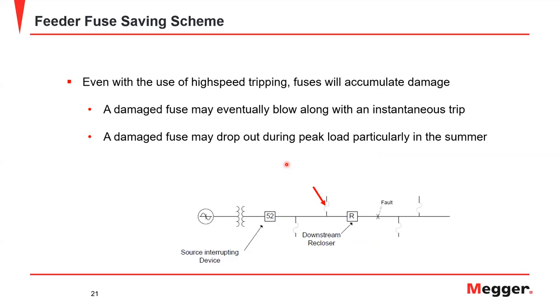Okay, so no matter how fast we trip, and again, we are talking about fuse saving schemes, we actually tripped, we interrupted the fault, and the fuse did not blow. But in spite of that, the fuse is going to sustain some damage. You have a little bit of a fuse melting going on, and then it recools, resolidifies.